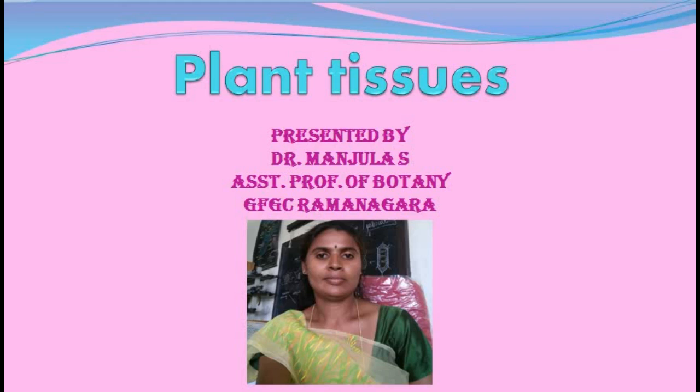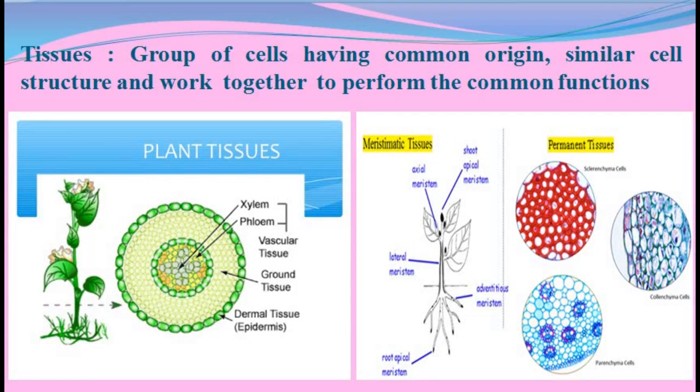This topic is of much importance as it is the basic of botany one should know to study histology and anatomy of plants. So, I begin with the definition of tissues. Tissues are defined as the group of cells having common origin, similar cell structure, and all the cells work together to perform the common functions.